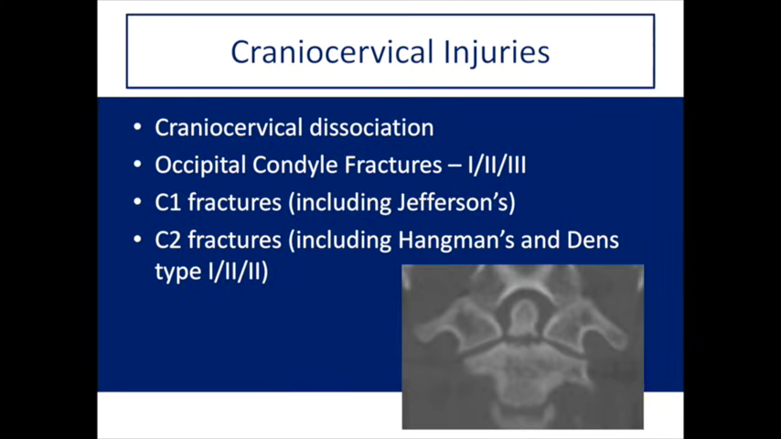This is an example of a type 2 dens fracture. And type 3 occurs when the fracture extends into the C2 vertebral body. Type 2 fractures are considered the most unstable and have the highest rate of non-union. So, if you're going to remember any of those three fractures, it's the type 2 dens fracture.